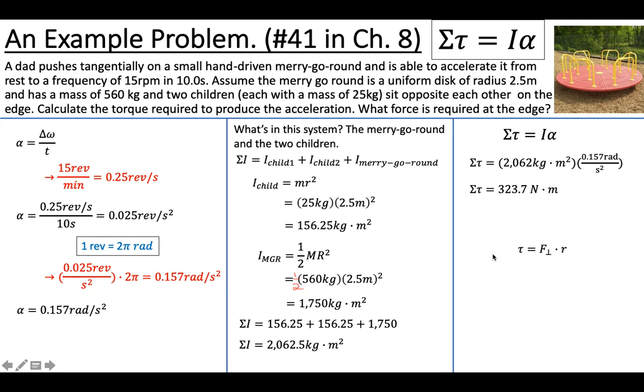Okay, so the only thing we need to do is use the first equation we talked about, which is tau equals Fr, torque equals force times distance. And we know the torque, it's 323.7. We know r because the dad is standing at the edge to push on the merry-go-round, so his r is also 2.5. We'll plug those in. 323.7 equals F times 2.5. We need F by itself. How do we do that? We just divide. 323.7 divided by 2.5. You get 129.5 newtons. There you go.